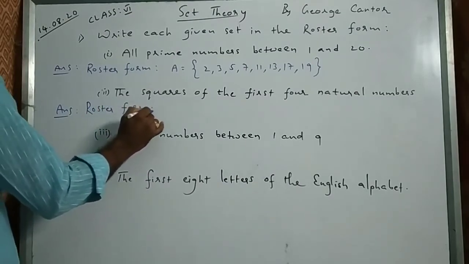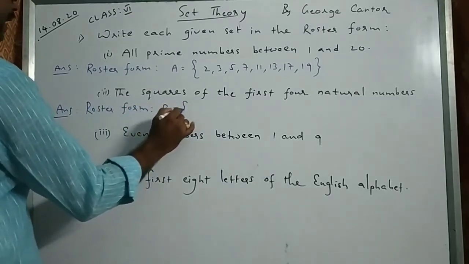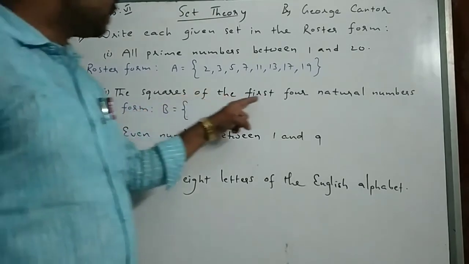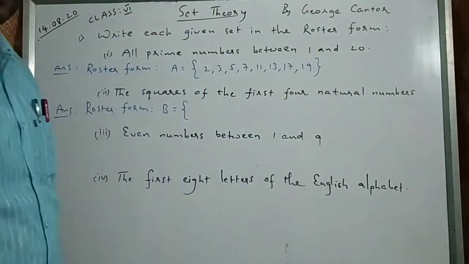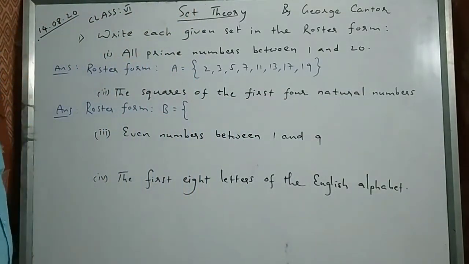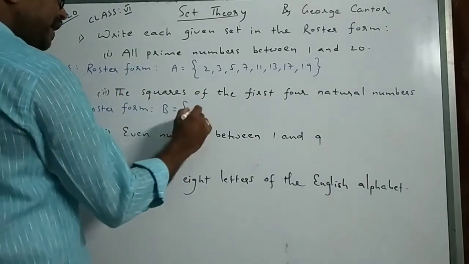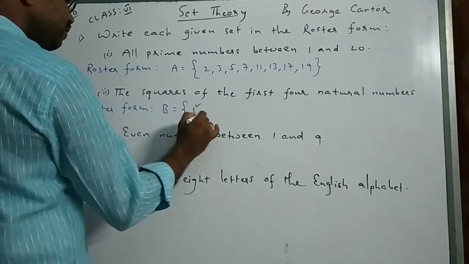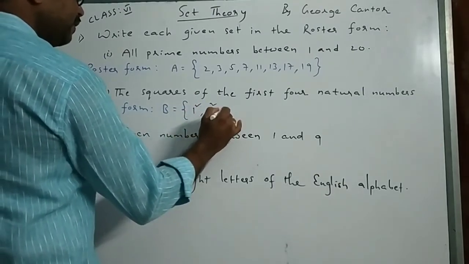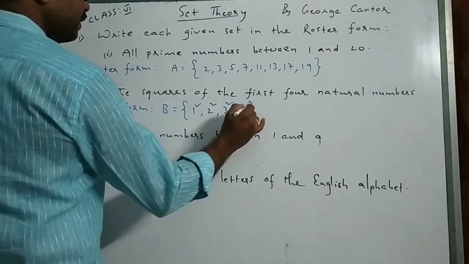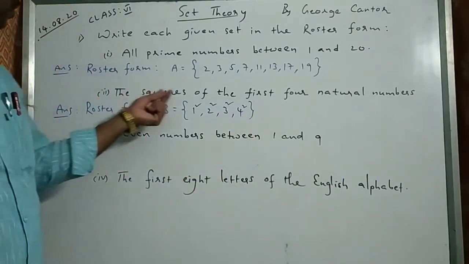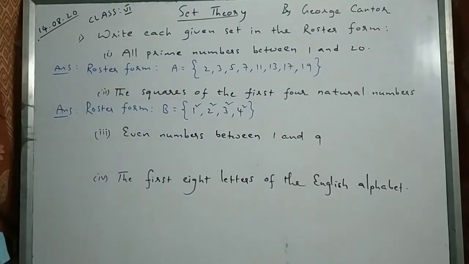So how do we write roster form? Let me take set B here. The squares of the first 4 natural numbers. What are the first 4 natural numbers? 1, 2, 3, 4, right? So squares they are saying. Squares means 1 square, 2 square, 3 square, 4 square. That's all. The squares of the first 4 natural numbers.